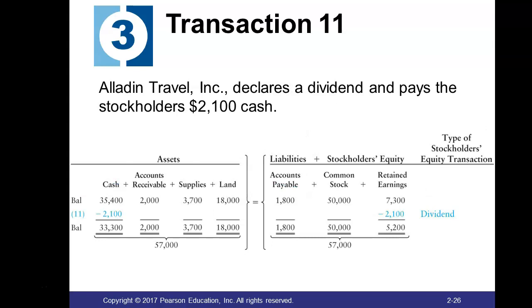So let's look at another transaction. If we declare a dividend and you pay $2,100, we are affecting cash in this case. Cash is going down. When you pay cash, it goes down. When you receive cash, it goes up. So in this case, we're going to reduce our cash by $2,100, and we're going to show a change in retained earnings. Why? Because retained earnings is changed by revenues, expenses, dividends, and common stock. Those are the type of transactions.